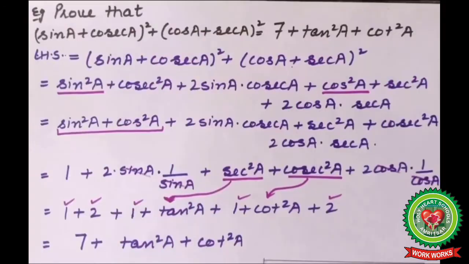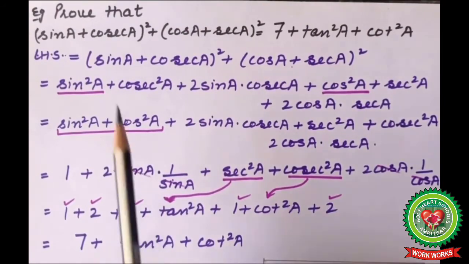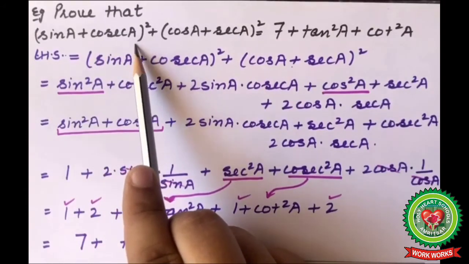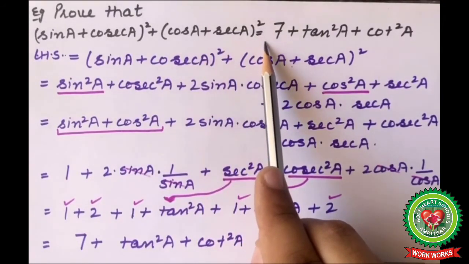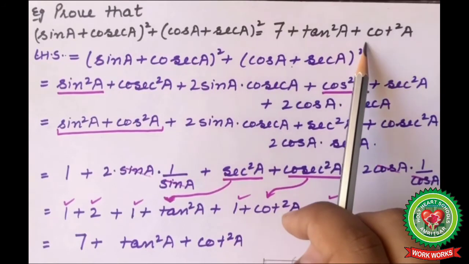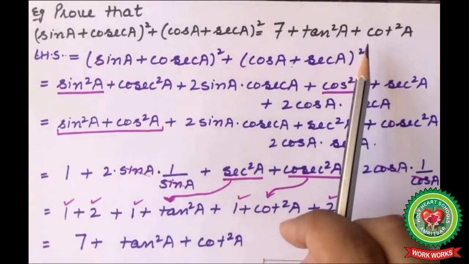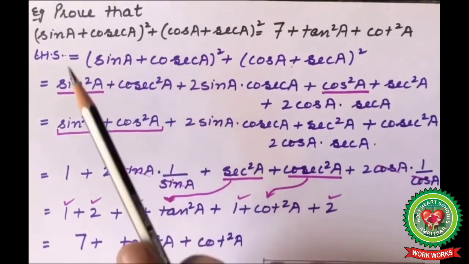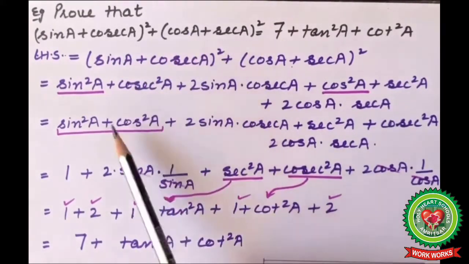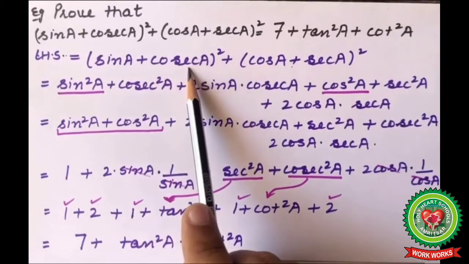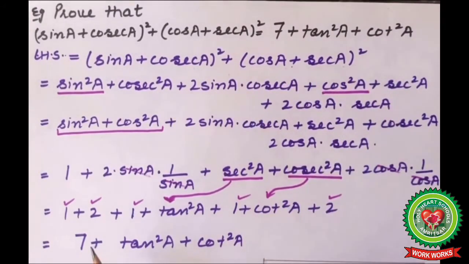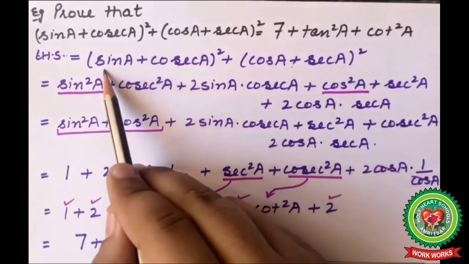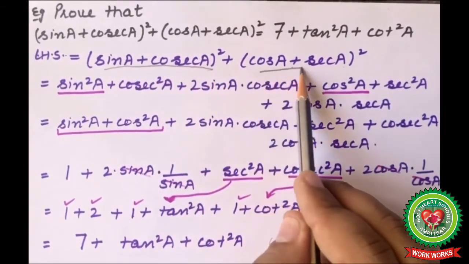The last example that we are going to discuss is: prove that (sine A plus cosecant A) whole square plus (cos A plus secant A) whole square is equal to 7 plus tan square A plus cot square A. Now students, in this example also, the complicated side is the left hand side only. So we are going to solve the left hand side. Left hand side is equal to (sine A plus cosecant A) whole square plus (cos A plus secant A) whole square. In this example, the first step is that we are going to apply the identity of (A plus B) whole square in both the brackets.